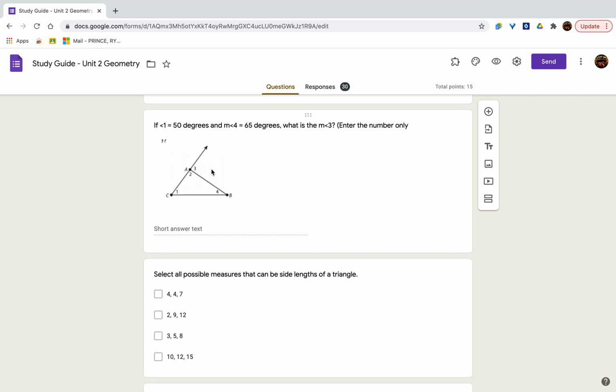Now, there's another way of doing this. 50 degrees here, 65 degrees there. All the angles in a triangle add up to 180. So you take 180 and subtract 115, and you get that angle 2 is 65. Well, angle 2 is also a linear pair with angle 3, so they're supplementary. So 180 minus the 65 gives you the 115 for angle 3. It does not matter how you do that.